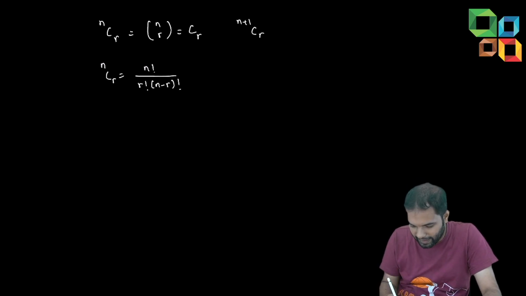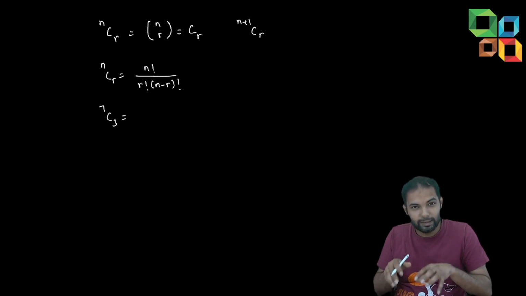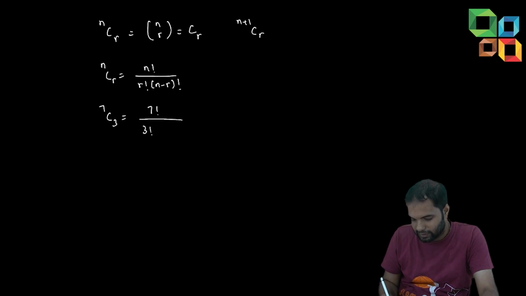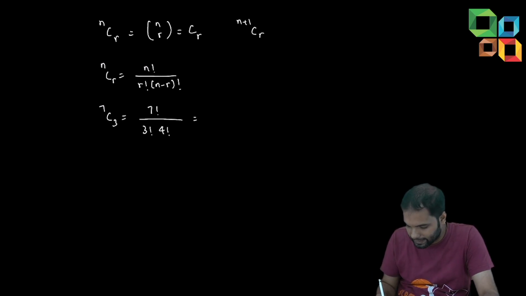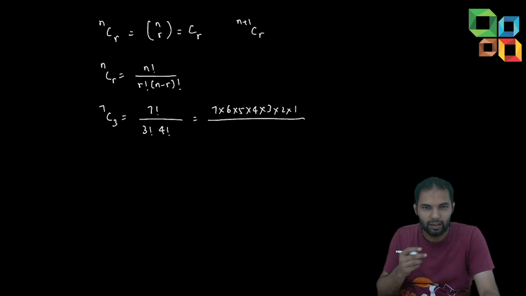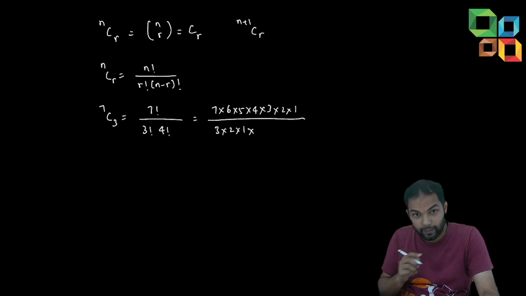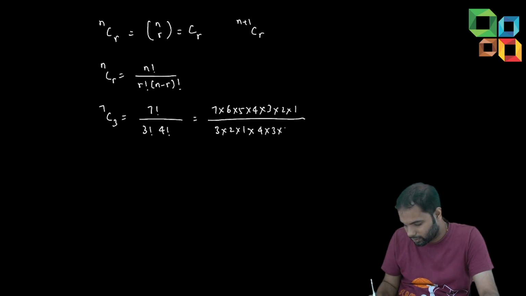For example, if I have to find 7C3, I simply use the formula. So it's 7 factorial divided by 3 factorial into (7 minus 3), which is 4 factorial. What is 7 factorial? We know that it's the product of all the numbers from 1 to 7: 7 into 6 into 5 into 4 into 3 into 2 into 1. Then 3 factorial is 3 into 2 into 1, and 4 factorial is 4 into 3 into 2 into 1.